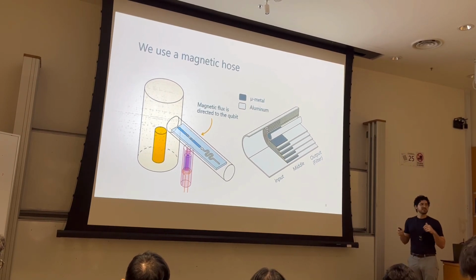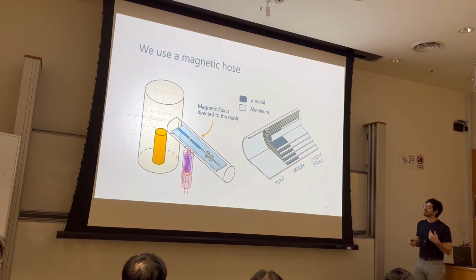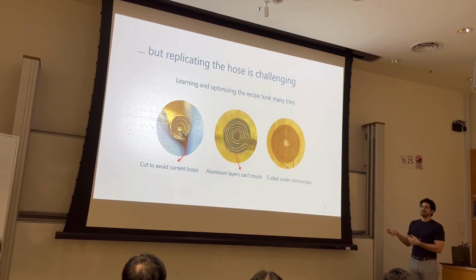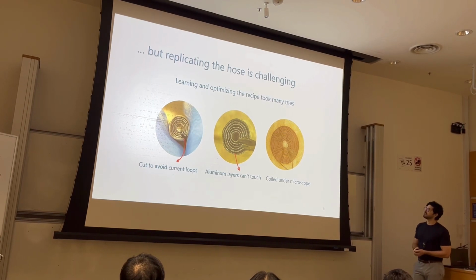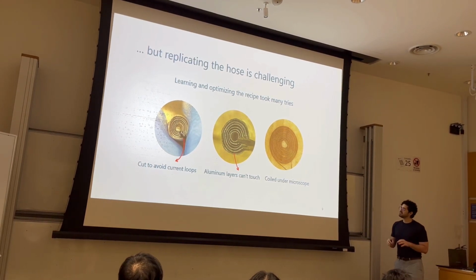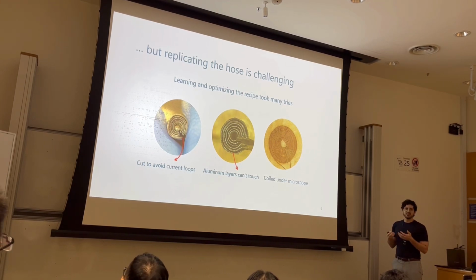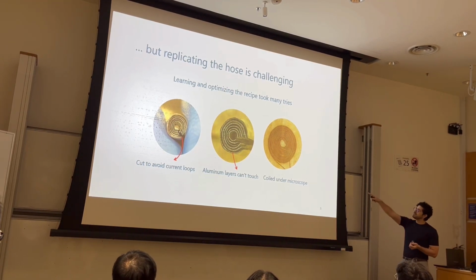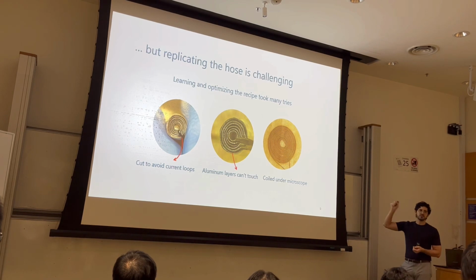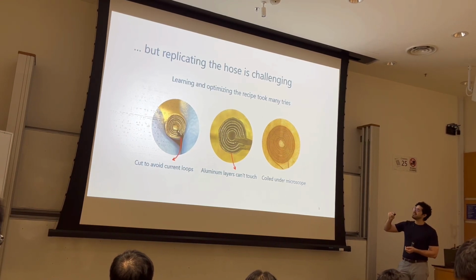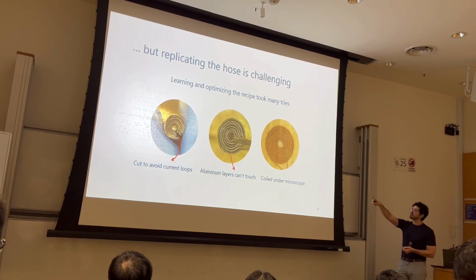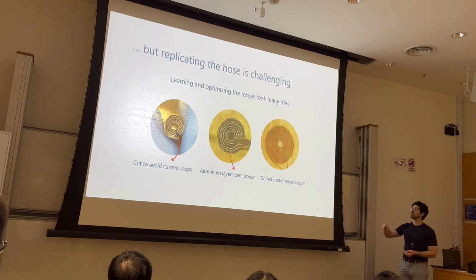So it seems like the hose can give us all the nice features from a wish list. But in practice, it took a lot of effort because the hose has some very perverse requirements that make it very difficult to fabricate. For example, the aluminum layers have to be as close as possible, and here we're talking about 0.1 millimeter, and they cannot touch, otherwise you create superconducting loops that block the magnetic field from going through.